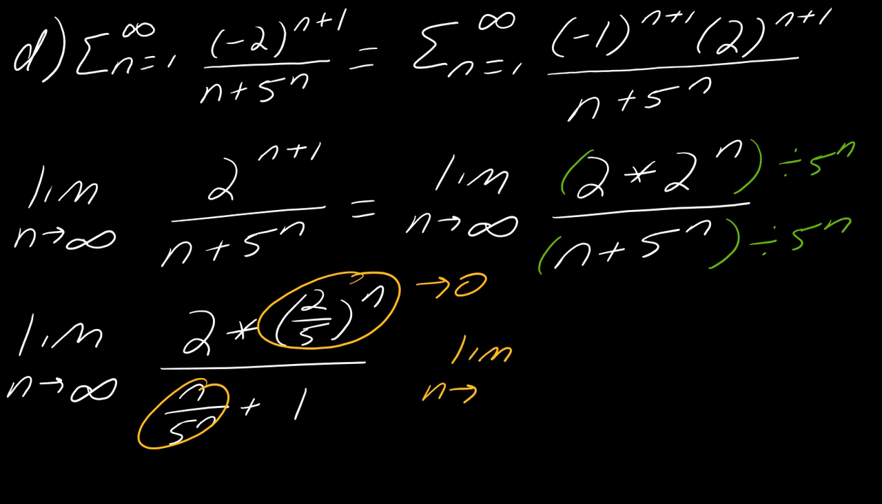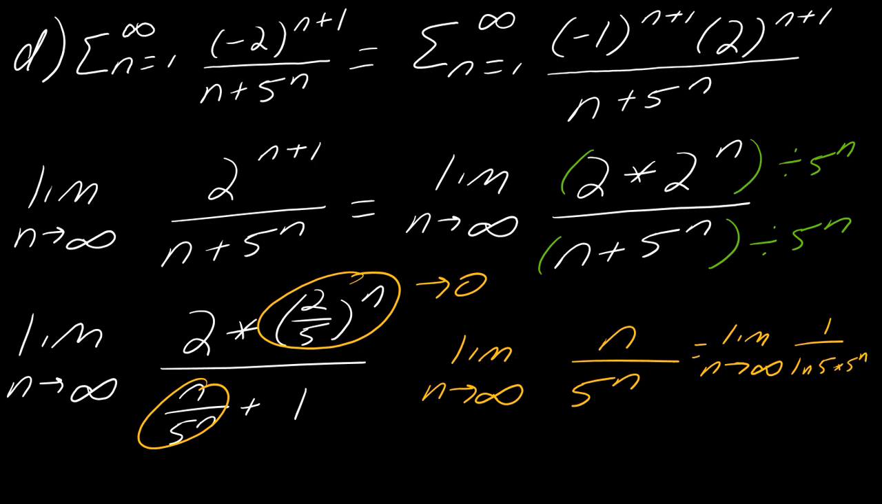So let's see. If I take the limit as n approaches infinity of n over 5 to the n, I can use L'Hopital's here. What's that going to become? That's going to become the limit as n approaches infinity of 1 over the natural log of 5 times 5 to the n. Sorry, I'm kind of running out of space there. But this allows me to prove my point, so this denominator is just going to keep growing. So this is also going to go to 0. A little difficult to prove that.